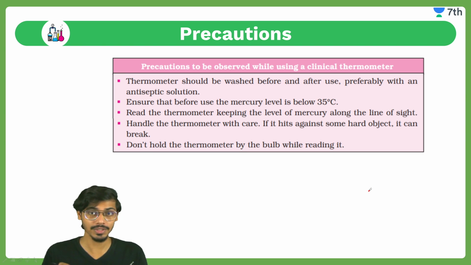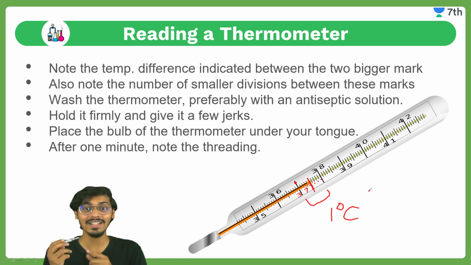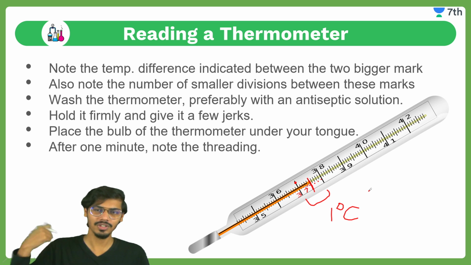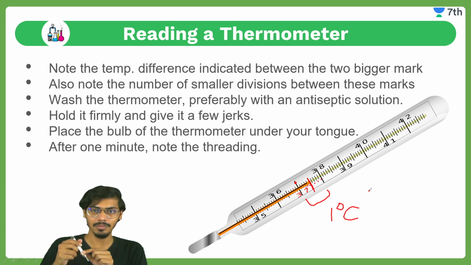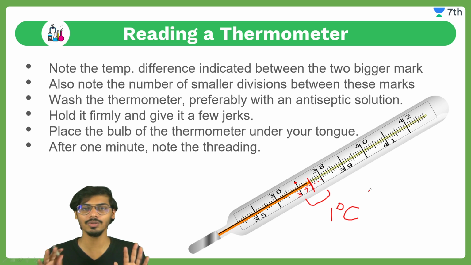So first of all, before using, we have to make sure that this is clean. We put an antiseptic solution on that and clean it, or we use clean water and clean the bulb, because that is the part which is going in our mouth, right? Then we hold it firmly, give it a few jerks, like this, so that the thermometer's mercury level, which rises as the temperature goes up, comes under 35 degrees centigrade. So that when we put it in our mouth, we know it was less than the body temperature already and it is accurately reading the body temperature.